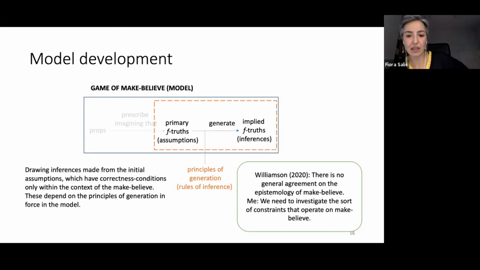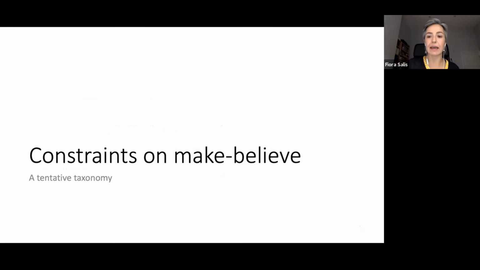I think that here we have an opportunity for developing this view by studying the sort of constraints that operate on make-believe in the case of modeling. So we can get closer to a better account of the epistemology of make-believe in modeling by focusing on the constraints that operate in this practice, on the kind of inferences that we make in modeling. I don't think that I have a lot of time, but I only have a couple more slides on this. And so I will say something about the constraints that I think are relevant for make-believe in modeling.